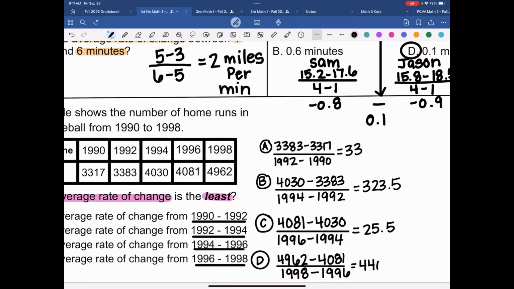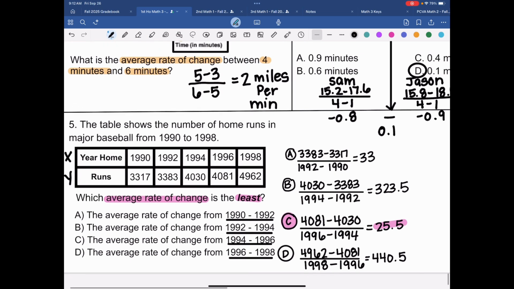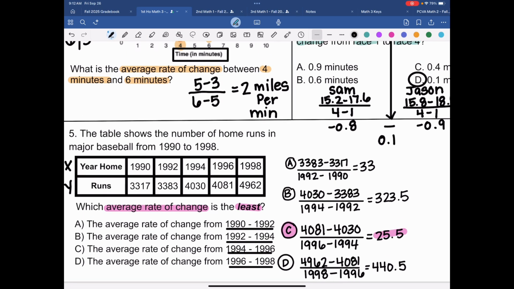So this question said which one is the least. So if I'm looking at all of these, the one with the least is going to be C. If they'd asked which one was the greatest, then the answer would have been D. So you got to pay attention to that key phrase about least and greatest.